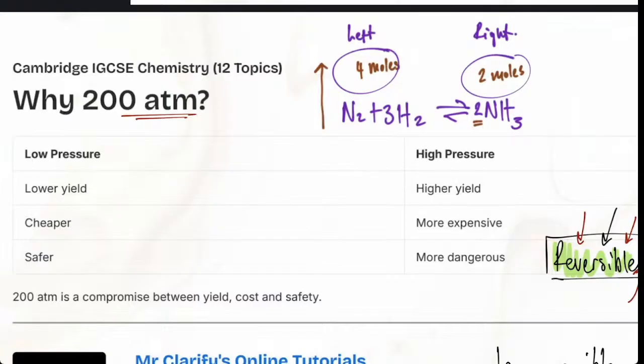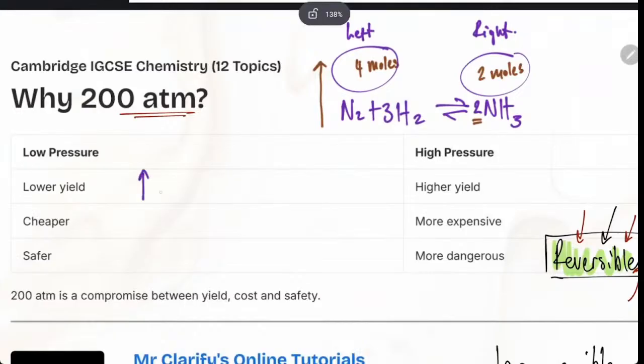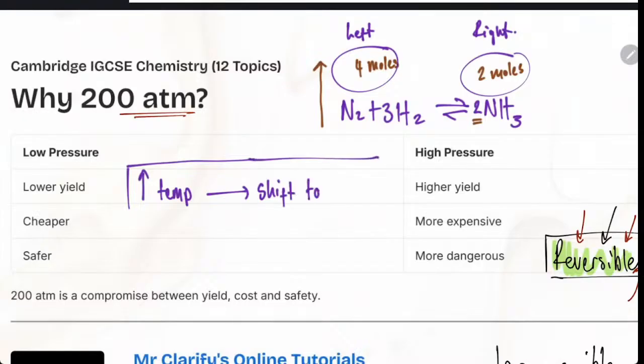So when we talk about pressure, we know how it affects equilibrium. It depends on moles. If it's temperature, it depends on endo and exo. So if you increase temperature, equilibrium must fight that. So what will happen? It will shift to what? Which one between endo and exo? Which one reduces temperature?